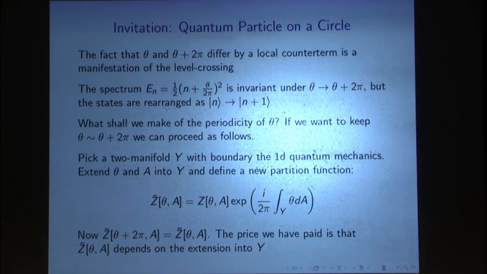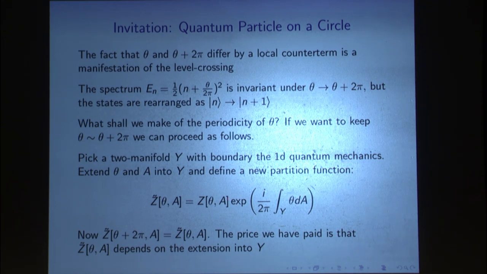OK, so what should we think about the periodicity of theta? Originally, theta was 2 pi periodic, but now we have this new equation, which suggests that there's some subtlety in the 2 pi periodicity. And you can ask, what should you do if you really want to keep theta exactly 2 pi periodic? One way to do it, in the spirit of anomalies, is that we have our quantum mechanics worldline, and we pick some two-manifold Y. And Y has as boundary this 1D quantum mechanics system. And we extend theta and the U1 gauge field A into the bulk Y. And now I can define a new partition function. Let me call it tilde Z.